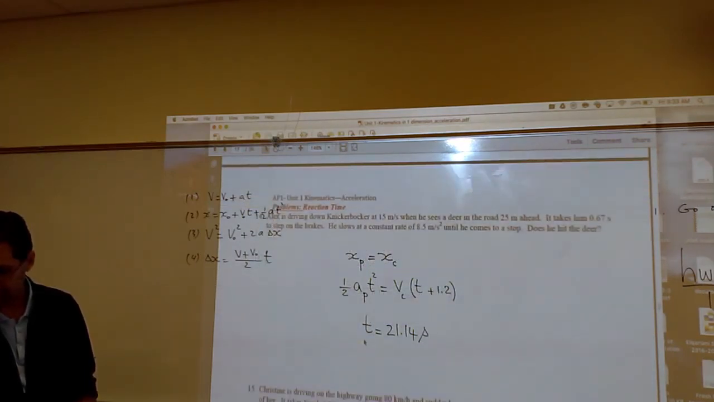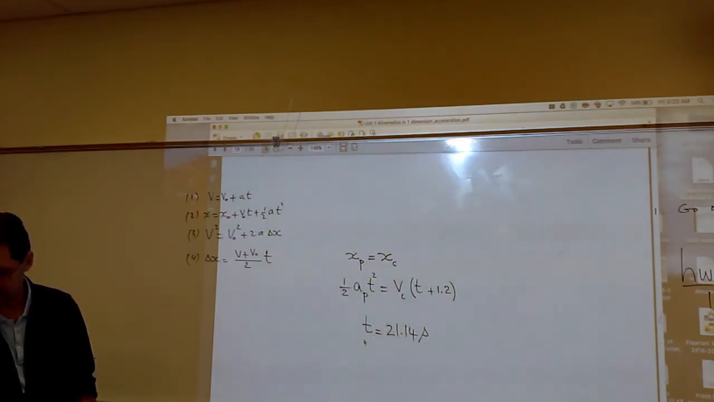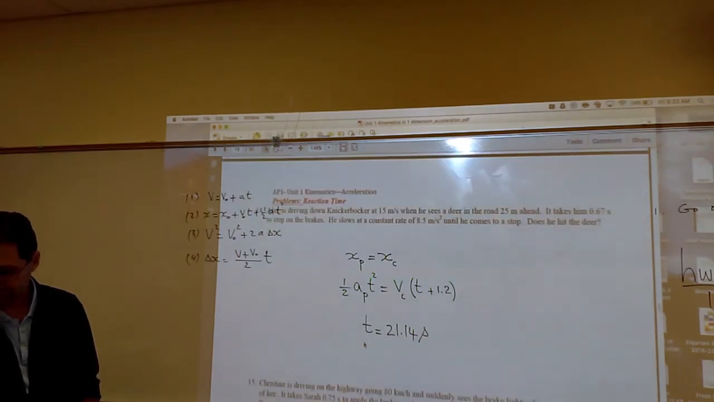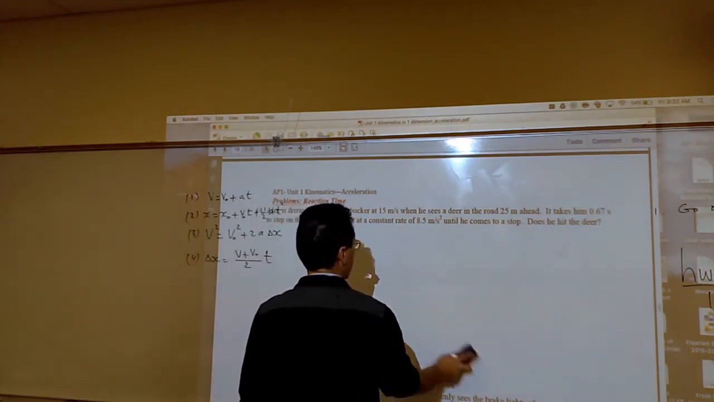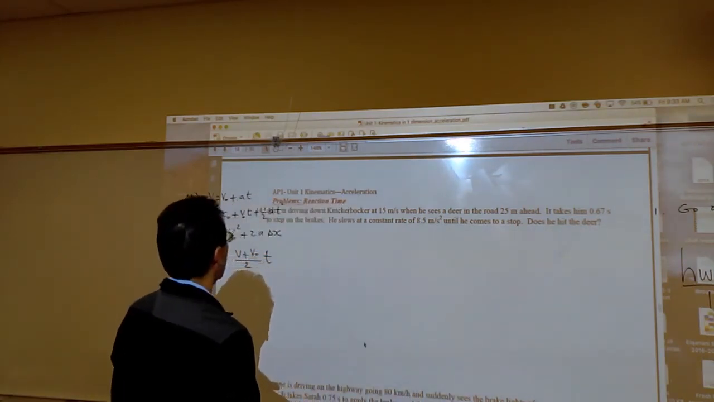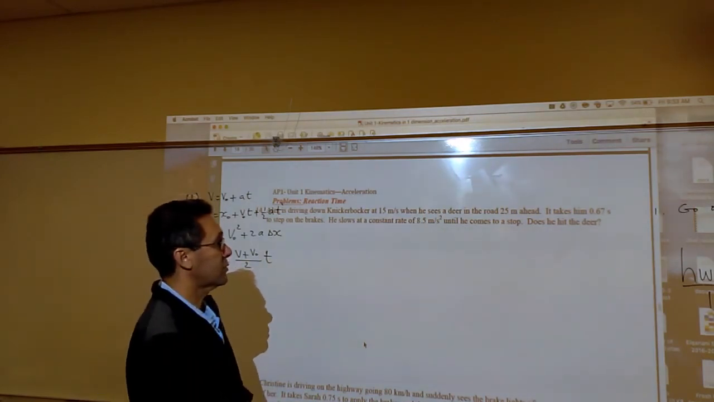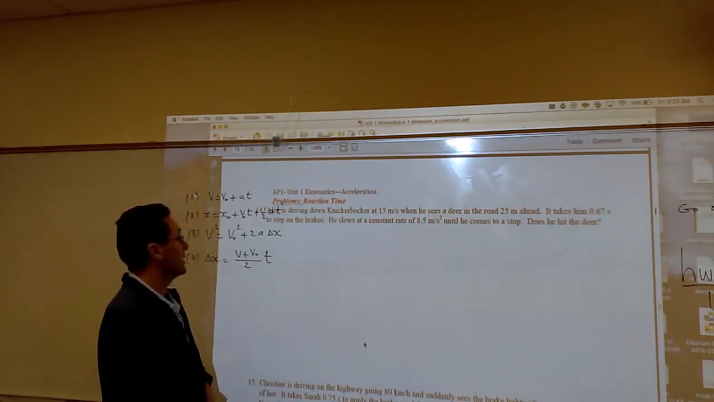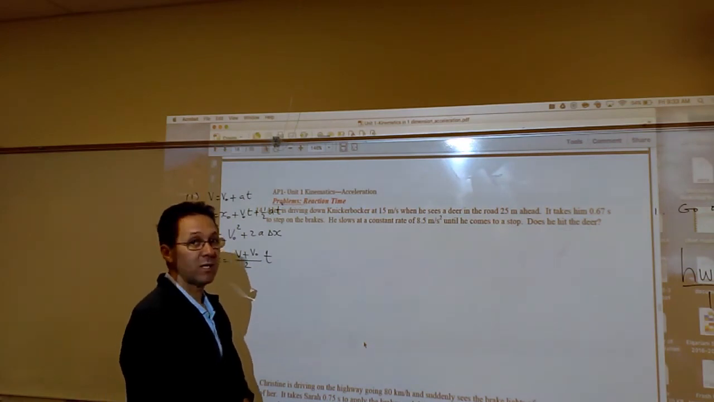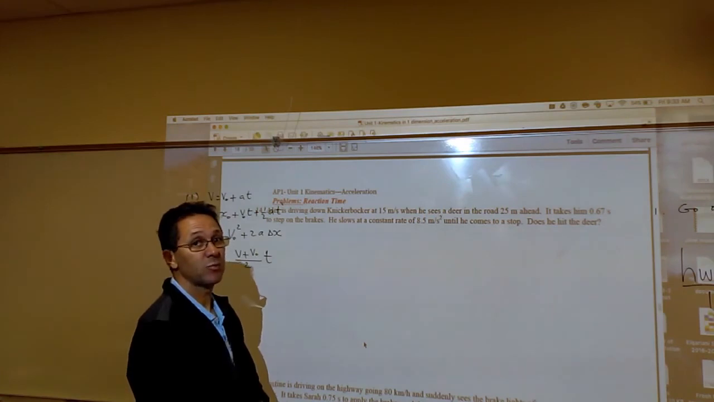Reaction time problems, maybe I'll just do one and you'll have to do the rest. They're pretty much all the same. Okay, so I'll just do number 14 with the reaction time, and you can figure out the rest. Alex is driving down Knickerbocker at 15 meters per second when he sees a deer in the road, 25 meters ahead. It takes him 0.67 seconds to step on the brake. That's a pretty bad reaction time. Okay, he slows at a constant rate of 8.5 meters per second squared.